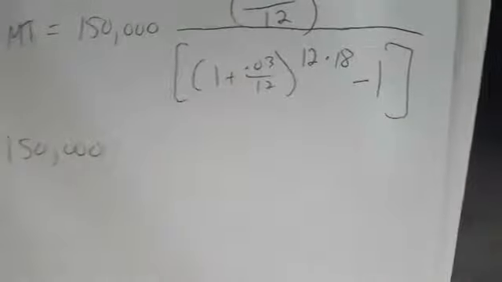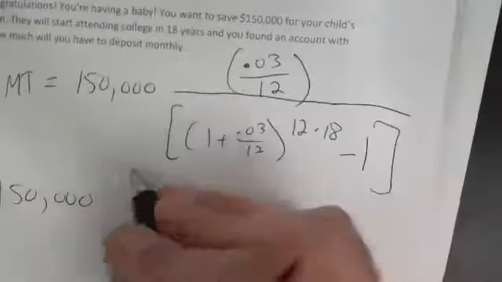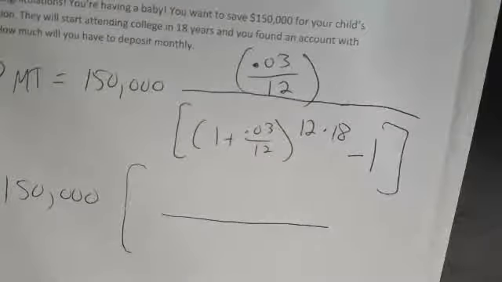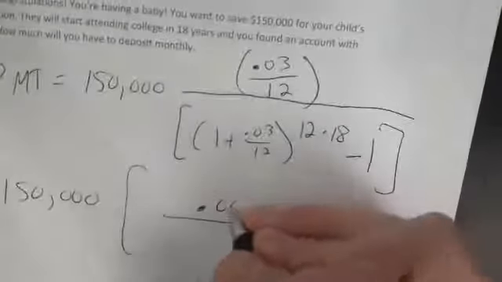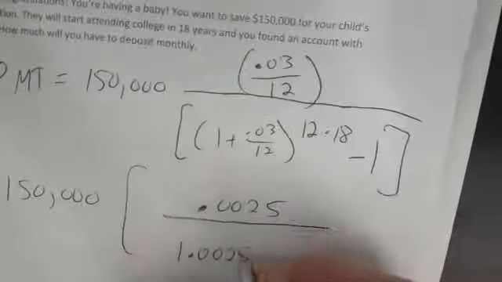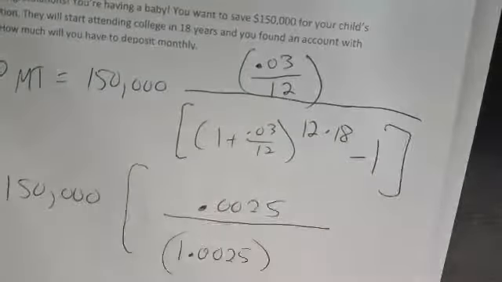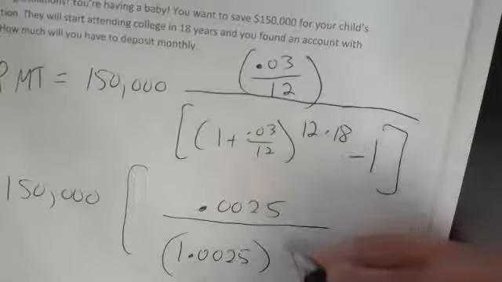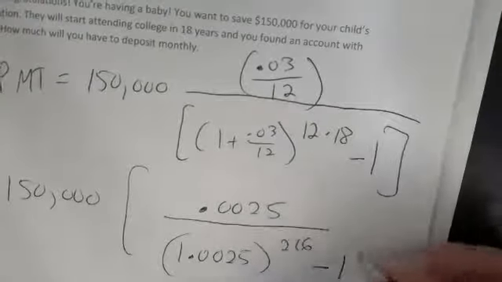So this looks like 150K, 0.03 over 12 is 0.0025. So this is 1.0025 to the 12 times 18, which is 216. And I have to subtract 1.